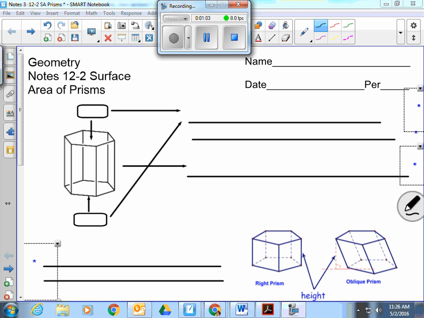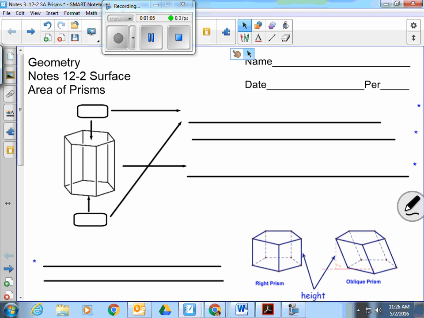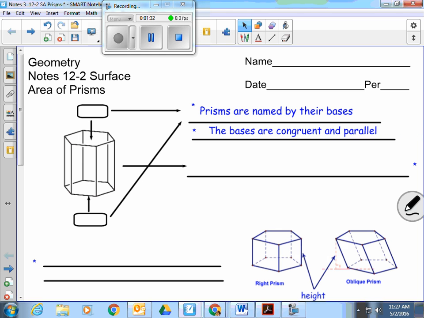The first thing that I want you to do is to copy down a few notes. Remember that prisms are named by their bases. Remember, a prism is made mostly out of what shape? Rectangles. Very good. The bases are going to be the ones that are congruent and parallel.